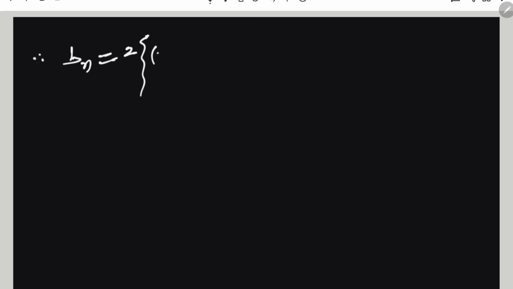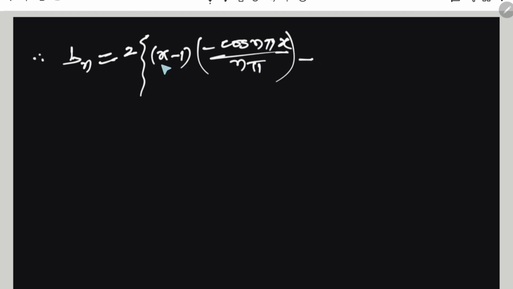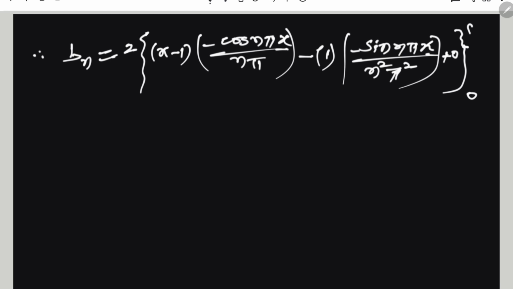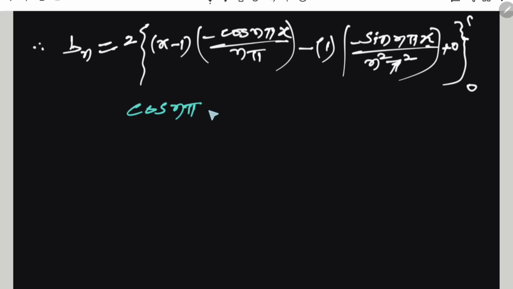then minus the derivative of x minus 1, which is 1, times the integration of cos, which is sine, with that minus sign, therefore minus sine n pi x by n square pi square. The next term becomes 0, and the limits are from 0 to 1. Therefore, we have the values of cos n pi as minus 1 raised to n, sin n pi as 0, cos 0 as 1 and sin 0 as 0.